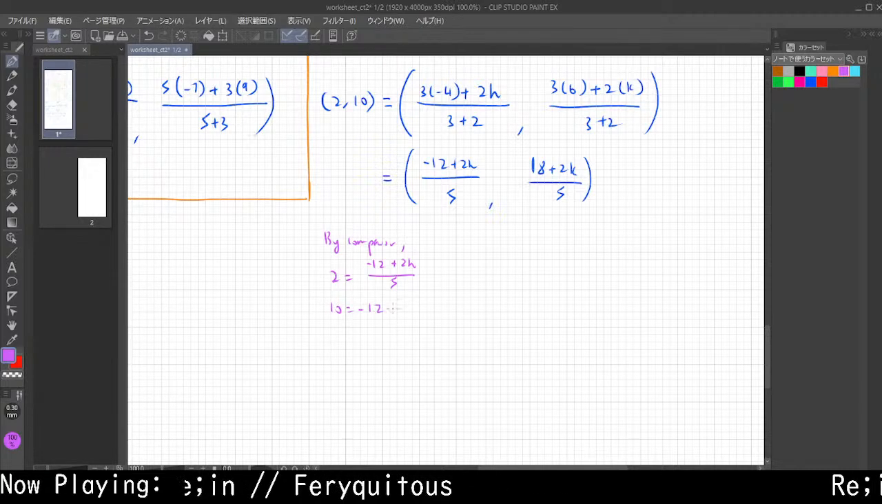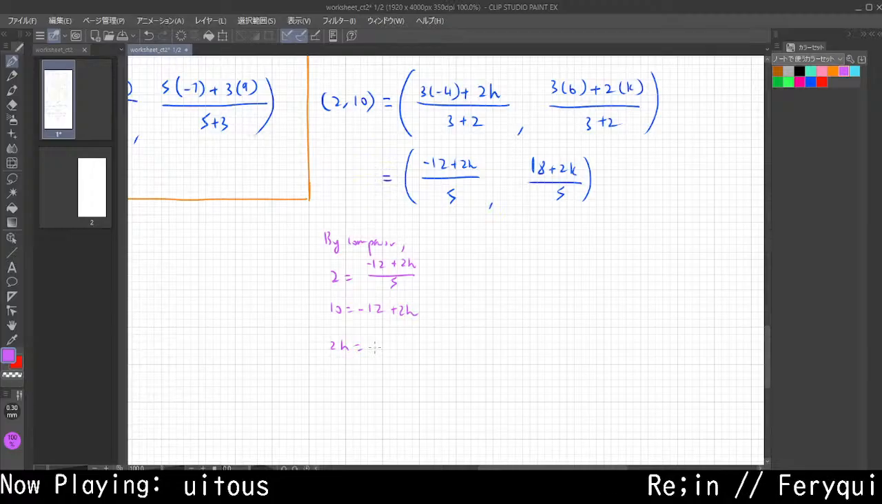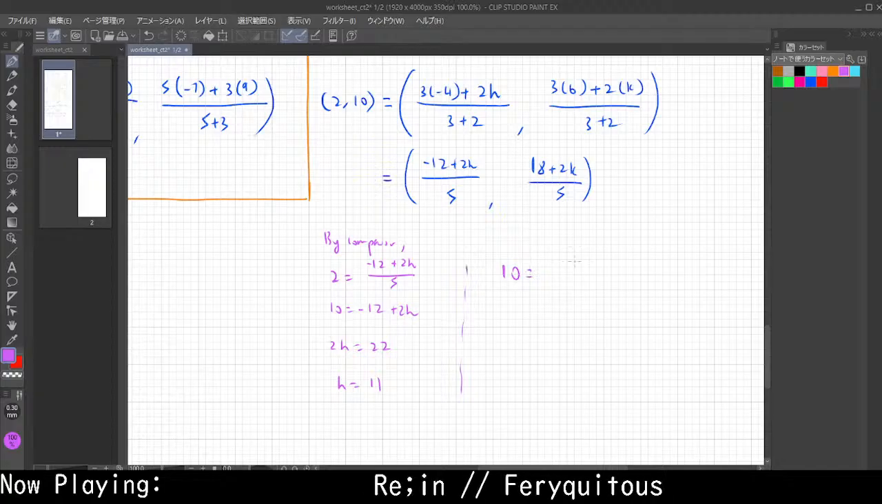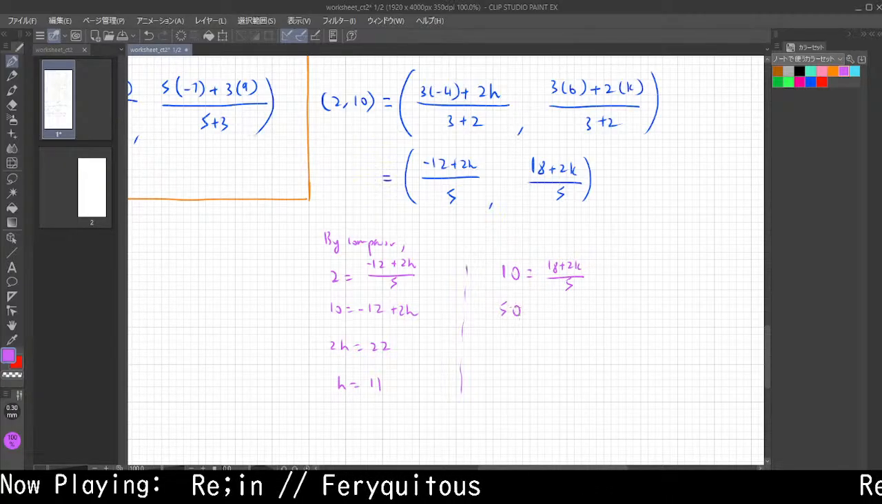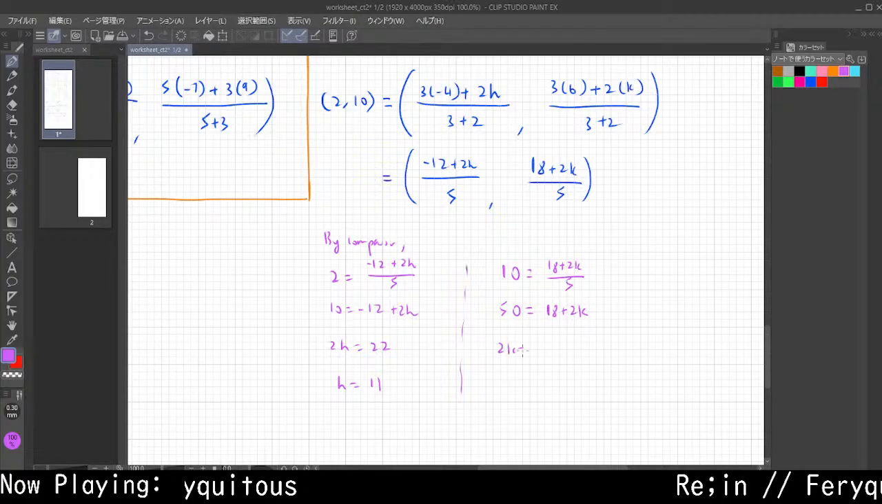10 equals to negative 12 plus 2h. You bring over plus 12, 2h equals 22, h equals 11. 10 equals to 18 plus 2k over 5. Bring over, 2k equals to 50 minus 18, 32.